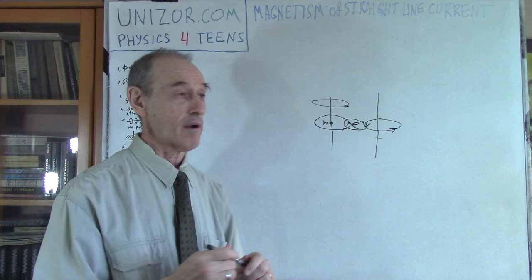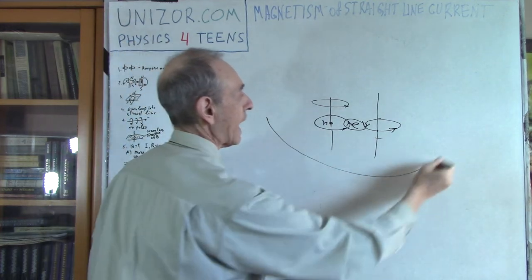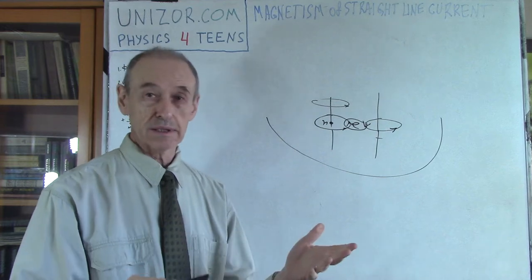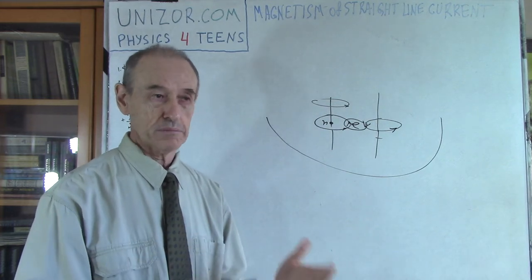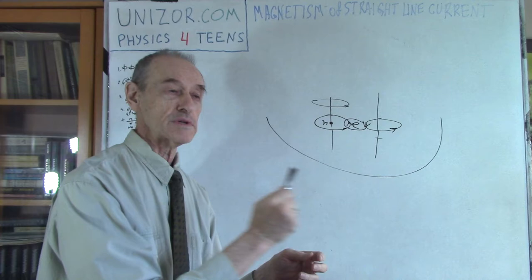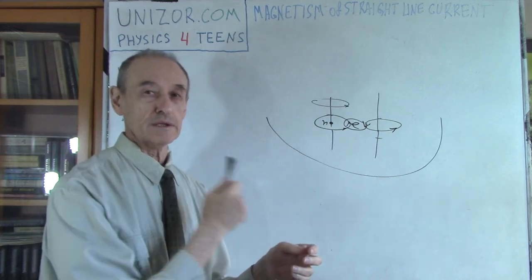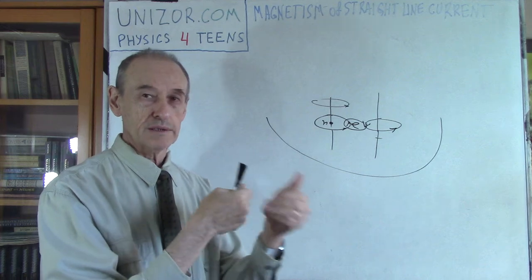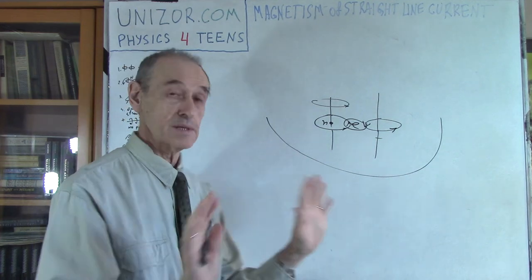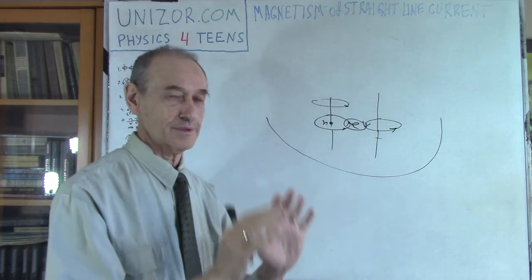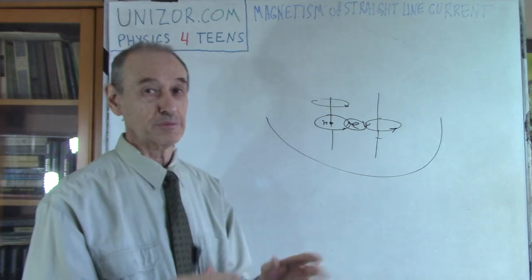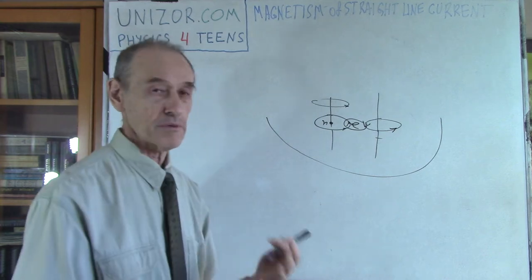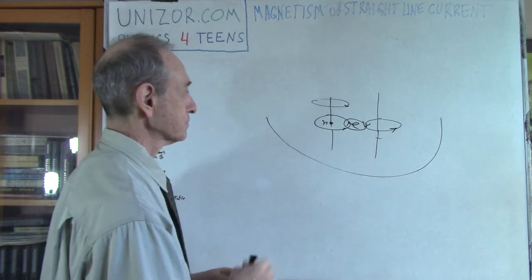But where is the current? The current is only on the outer boundary of the object. So if this is a magnet, let's say a natural permanent magnet, then only on the surface you have the real movement of electrons. Inside, the electrons are actually kind of neutralizing each other. It's a model. We are not talking about the reality. But it's a good model because it corresponds experimentally to whatever we observe in reality.